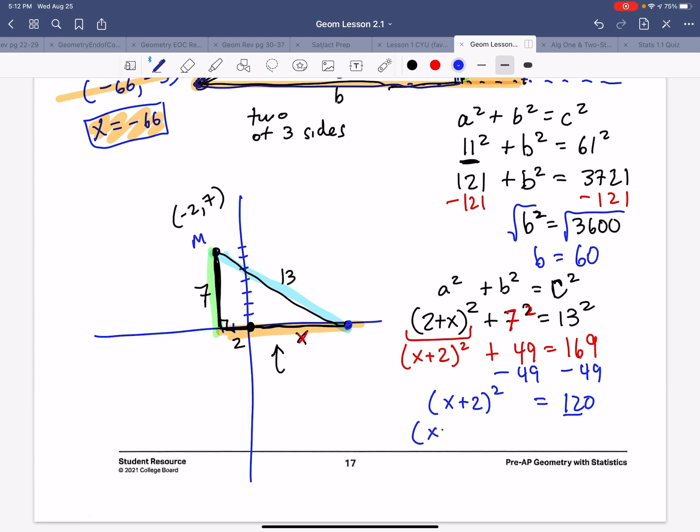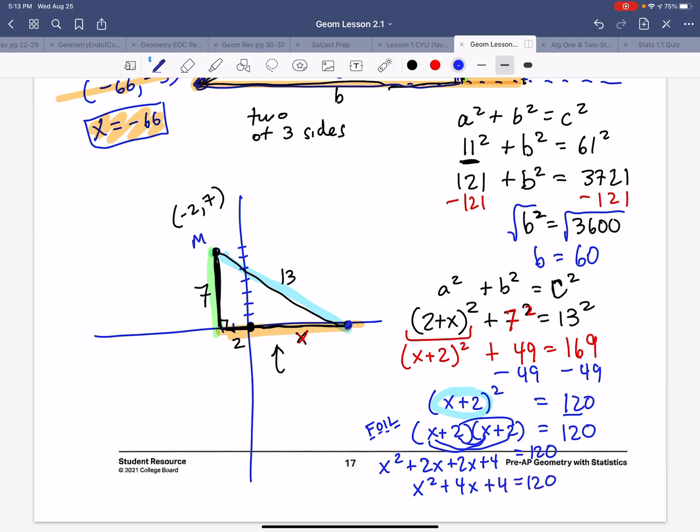So squaring this would mean that I take this item, right, and multiply it by itself twice. So that's what that means. So we're going to do the first term, the outside term, the inside term, and the last term. All right, each teacher probably has a different method, but I spelled out the word FOIL: first term, outside, inside, last. All right, so I get x squared plus 4x plus 4 equals 120. Now I need to solve for x.